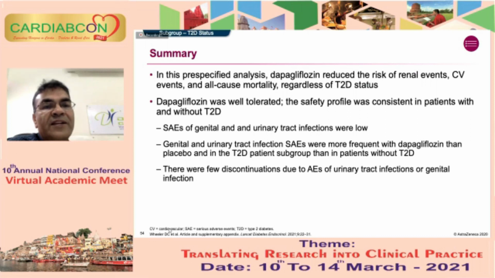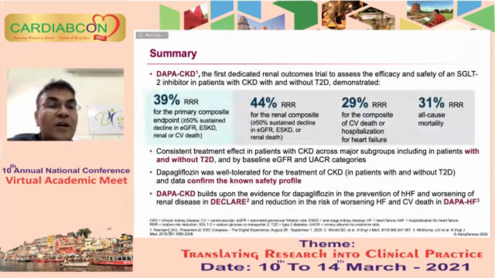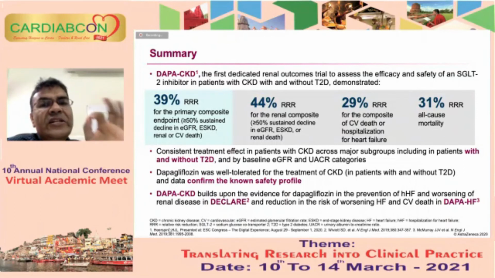Serious adverse events of genital and urinary tract infections were very low. Still, it is slightly high in the patient with type 2 diabetes. Genital and urinary tract infection serious adverse events were more frequent with DAPA than placebo in type 2 diabetic patients. But it was comparable without type 2 diabetes, and there were very few discontinuations due to adverse events of UTI or genital infection. To summarize, DAPA CKD is the first dedicated renal outcome trial.